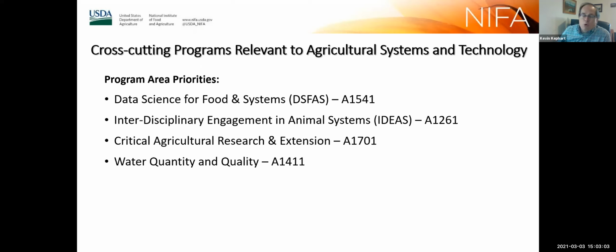Now we have some other programs that you'll hear about at this webinar as well, and these are cross-cutting areas of AFRI. When we say cross-cutting, we have several disciplinary areas that have come together with expertise and with funding to support these particular priority areas. Among those, we have A1541, which is Data Science for Food and Agricultural Systems. We have A1261, or Interdisciplinary Engagement in Animal Systems. We call that the IDEAS program. We have A1701, Critical Agricultural Research and Extension. And then finally, A1411, which is Water Quantity and Quality.